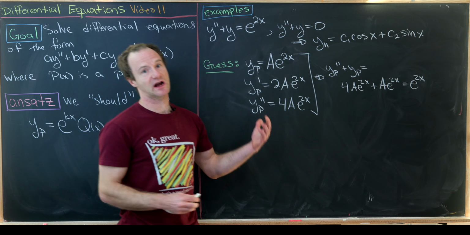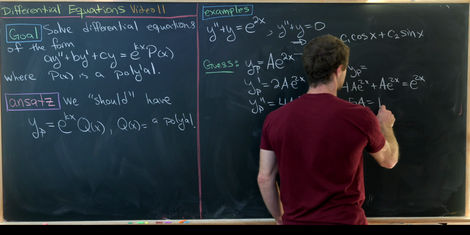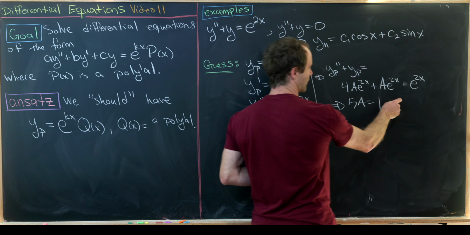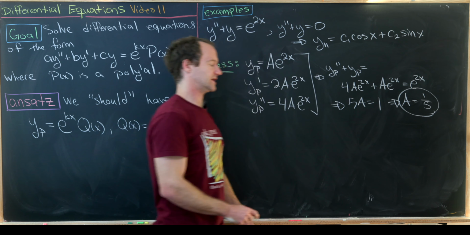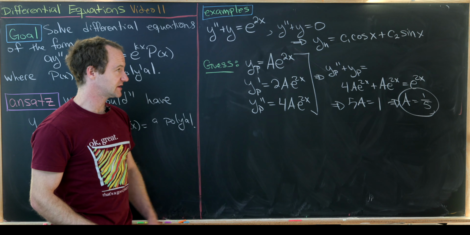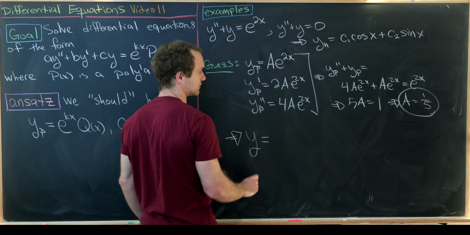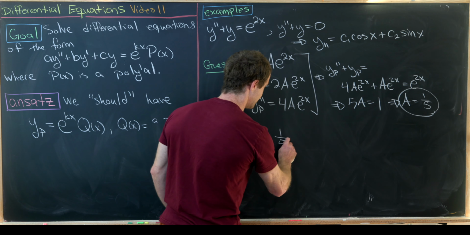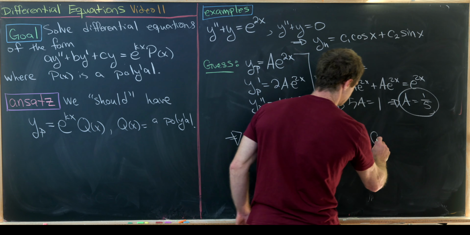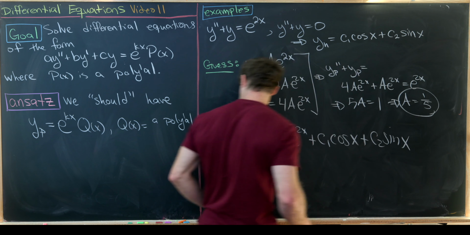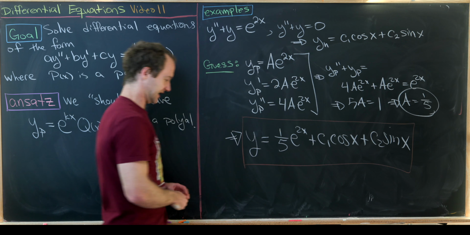Or just think about extracting the coefficient of e to the 2x. That tells us that 5a equals the number 1. Or in other words, a is equal to 1/5. Great. But that means we've got our particular solution, and we have our homogeneous solution. So putting this all together, our general solution will be 1/5 e to the 2x plus c1 cosine x plus c2 sine x. So that would be our general solution in this case.